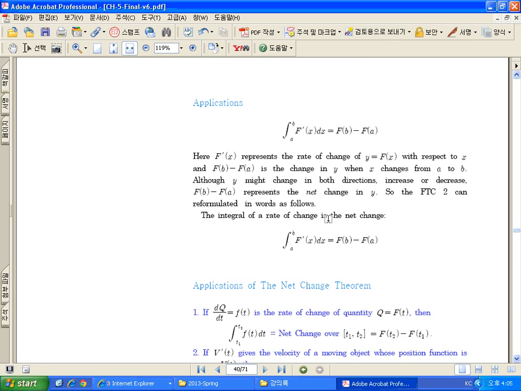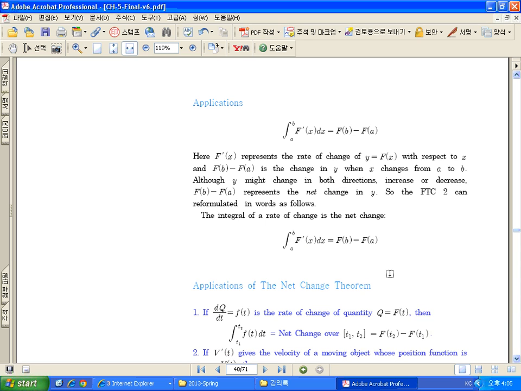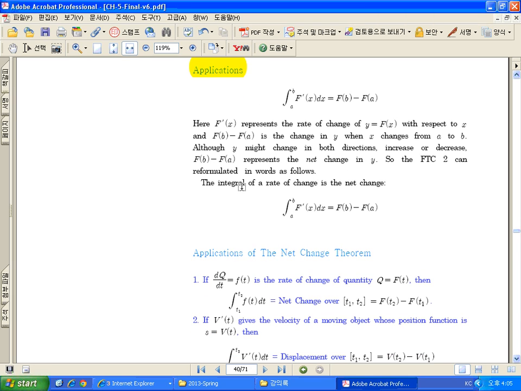And these are just simple integrals because we know the antiderivative of t squared, the antiderivative of square root of t, and the antiderivative of 1 over t, which is ln of t. So we can easily find the answer like this. There are lots of applications of this.